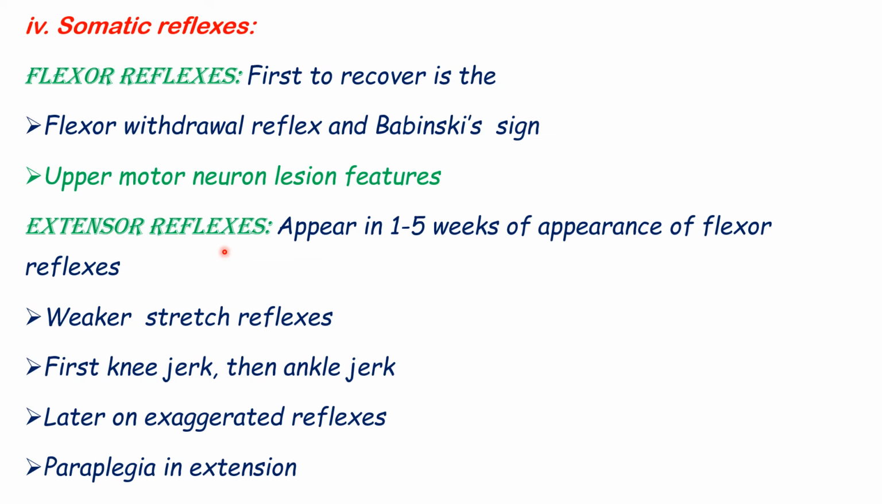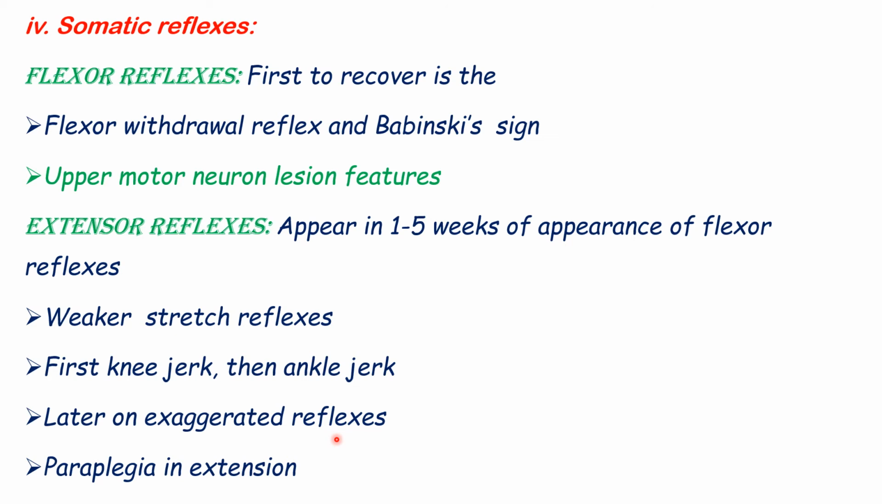And these stretch reflexes are weaker as compared to flexor reflexes. First to appear is the knee jerk, followed by the ankle jerk. After some time, these reflexes become exaggerated. I told you that you have the features of upper motor neuron lesion. So there is hyperreflexia, or exaggerated spinal reflexes, with hypertonia, and the Babinski sign is positive.